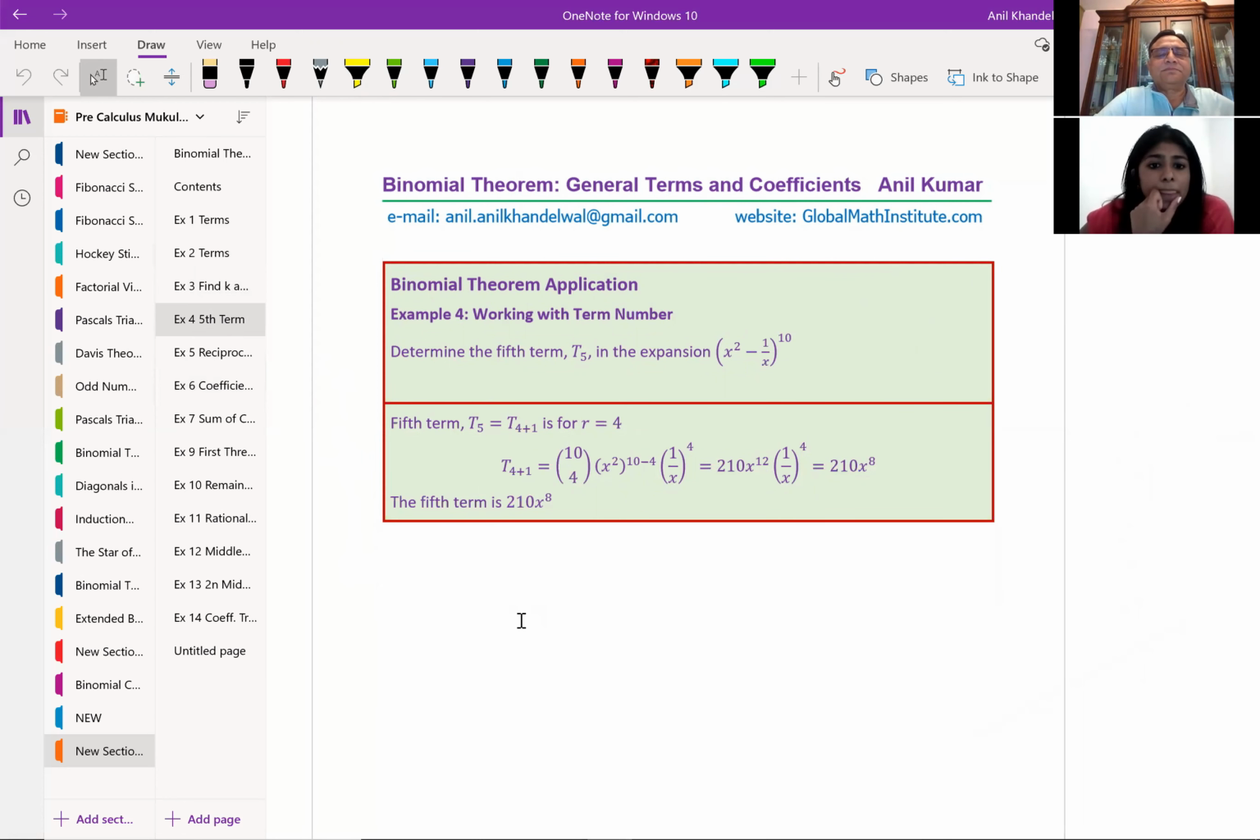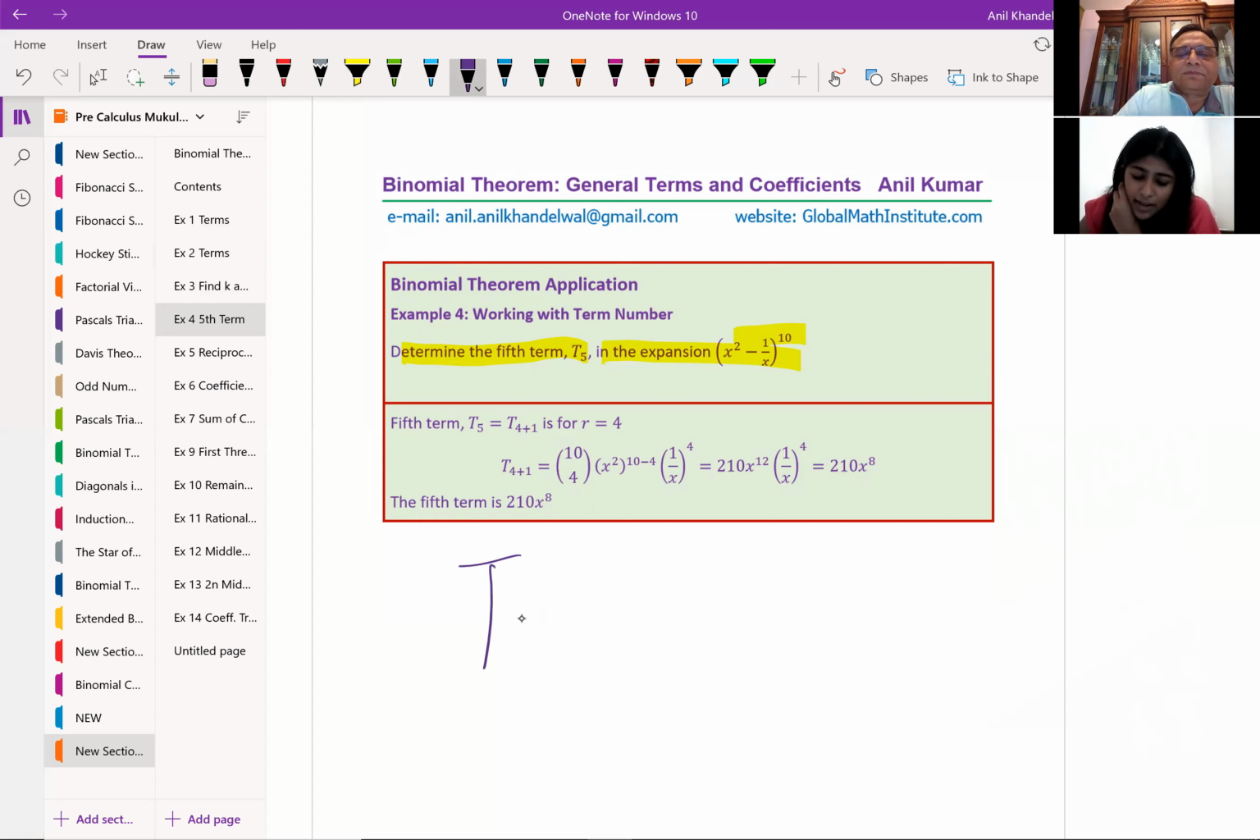So, example 4, working with term number. Determine the fifth term, T5, in the expansion of x squared minus 1 over x to the power of 10. How will you do it? You would use that formula, T r plus 1 equals n choose r. So we are saying T5 means T r plus 1, as you said. That means r should be 4. So n choose 4 we are looking at.